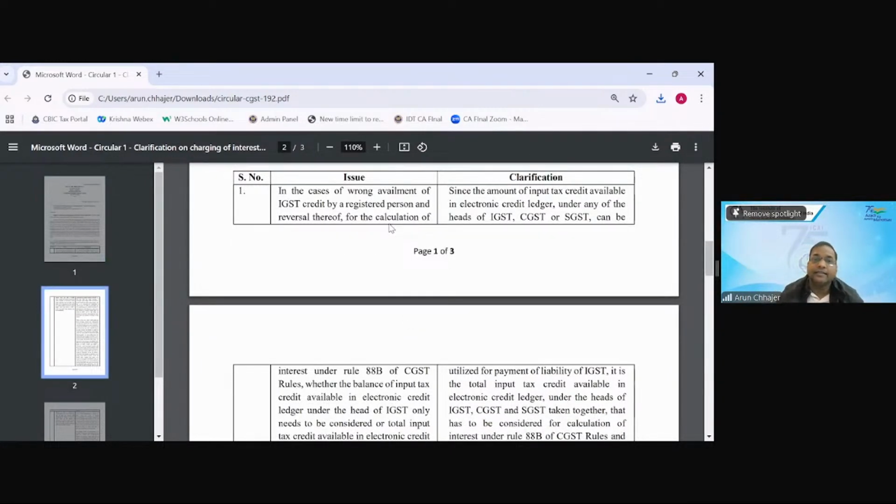In case of the wrong availment of IGST credit by a registered person and the reversal thereof, for calculation of interest in rule 88B, the balance of ITC in the electronic credit ledger under the head IGST only needs to be considered, in case of the wrong availment of IGST credit by a registered person and the reversal thereof.